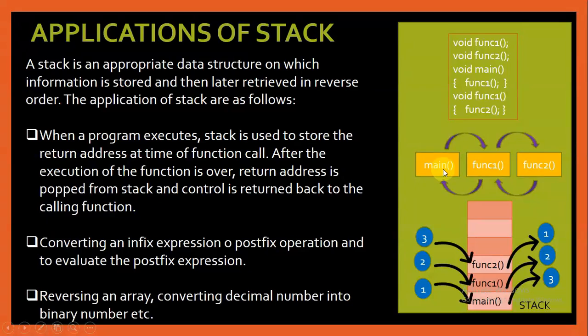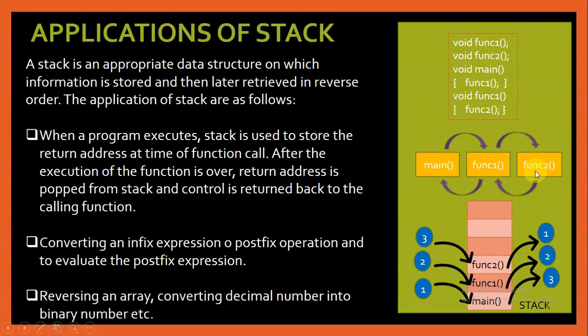You can see here, the execution always starts from main. So the address of the main function is pushed first in the stack. Now when the control jumps from main to func1, the address of func1 will be stored in the stack. When func1 calls func2, the address of func2 will be stored in the stack. So first is main, second is func1, and the third is func2. Now after the complete execution of func2, it has to go back to func1. How will the operating system know where func1 is stored?